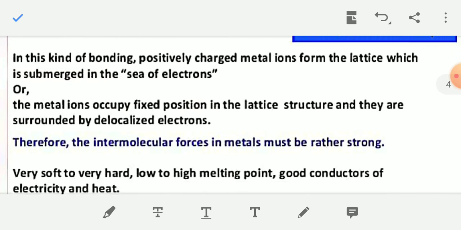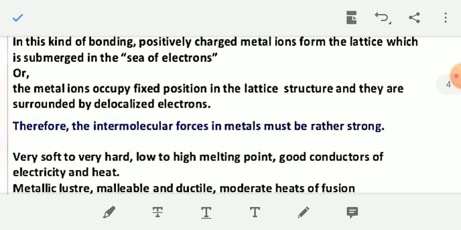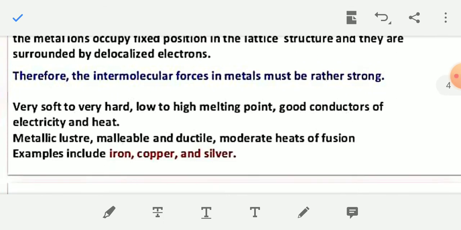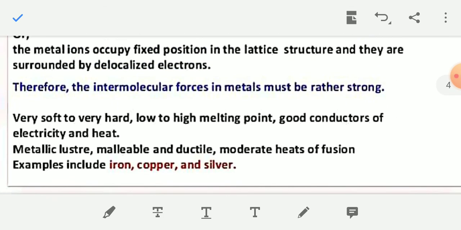In a metallic solid, the metal ions occupy fixed positions in the lattice structure, and they are surrounded by delocalized electrons. Therefore, the intermolecular forces in metals must be rather strong. Now let's see some properties of metallic solids.